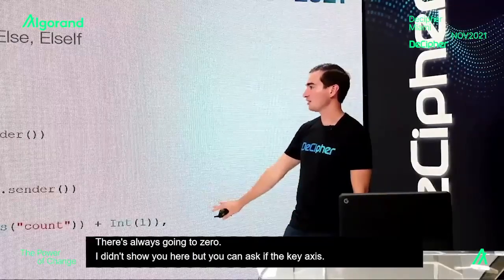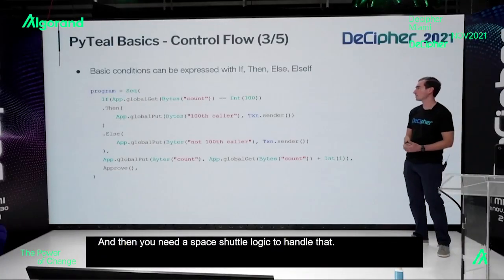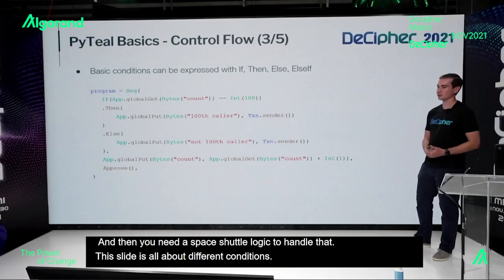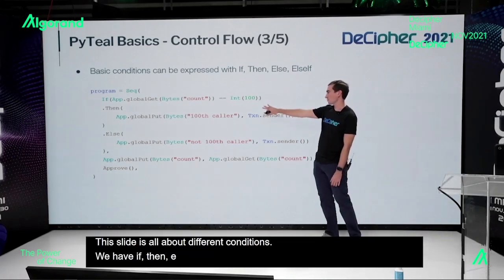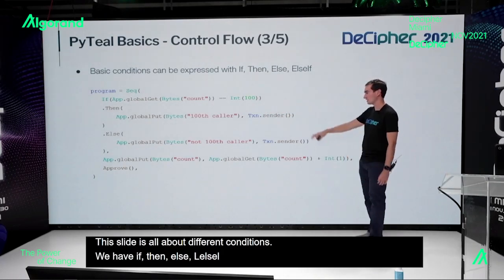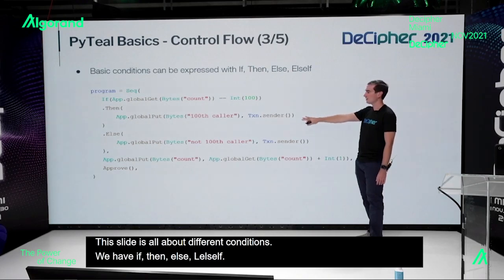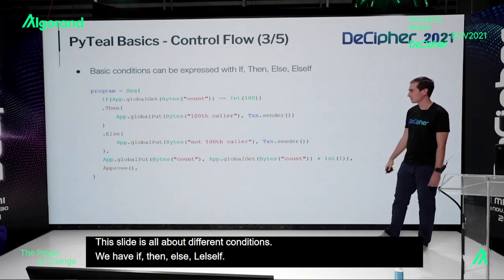This slide is all about branching and handling different conditions. So we have if, then, else, and else if, which let you do that. If right here at the top, this is branching on the condition my count equals 100. And if that's the case, the then block will get executed. And so I will remember who sent the transaction that was the 100th caller of this app.